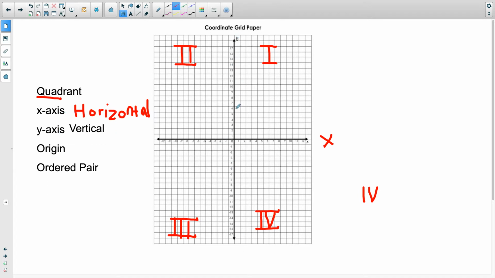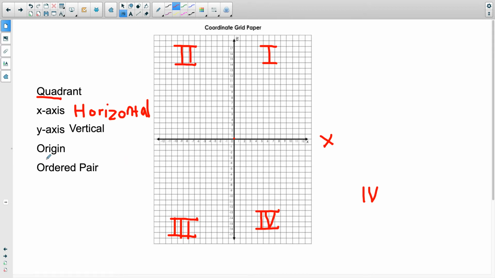And our positive numbers are up, negative numbers are down. I always think of a thermometer where temperature goes up, gets hotter, numbers get bigger. When we're below 0, that's when it's cold. That's when our numbers are negative. And last, we have this thing called an origin. The origin is where the 2 lines cross. It's right here in the middle. That's our origin. It's where our 2 number lines cross.